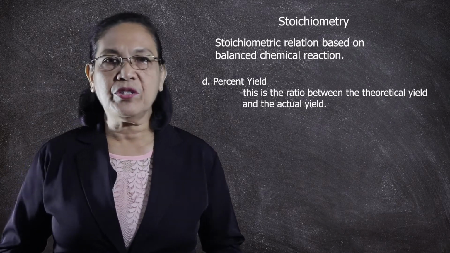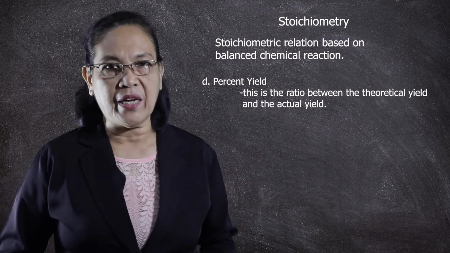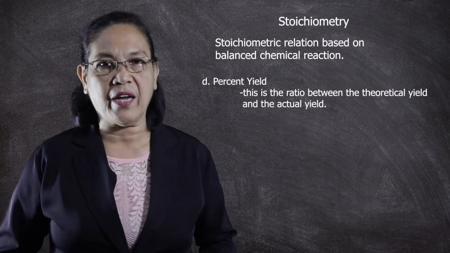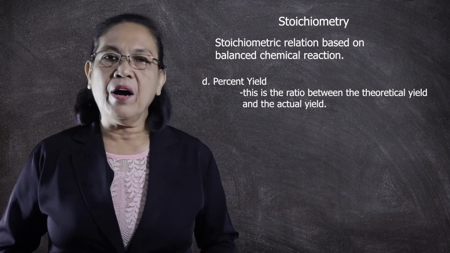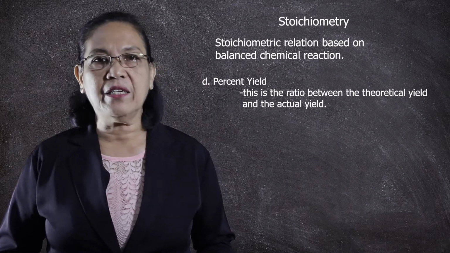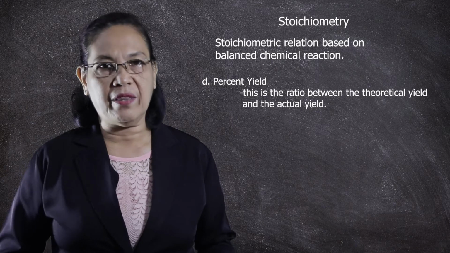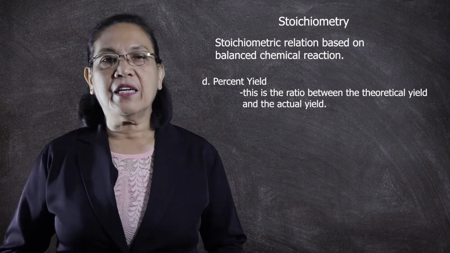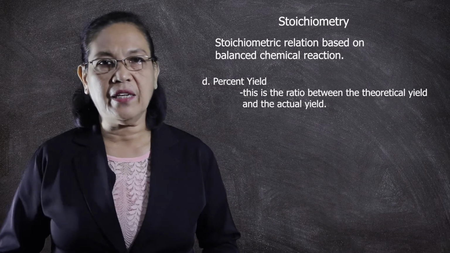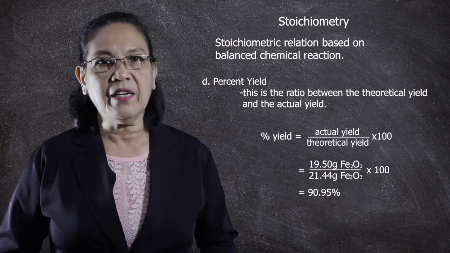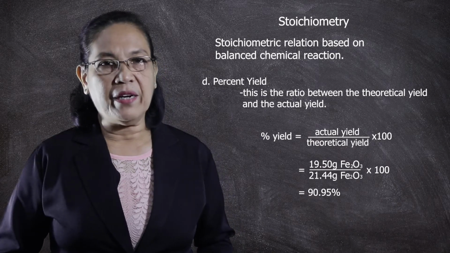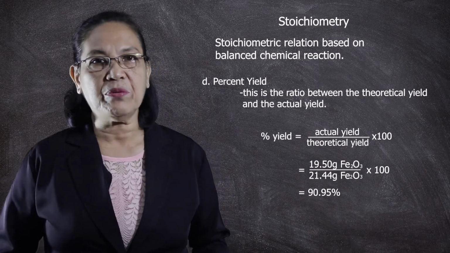Suppose we add data to the problem that the actual yield is 19.5 grams of ferric oxide. Now, how is this actual yield related to the theoretical yield? The formula for getting the percent yield is: percent yield equals the actual yield divided by the theoretical yield times 100.